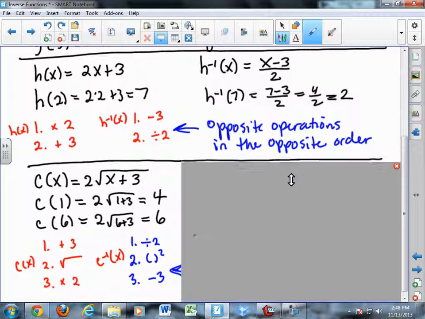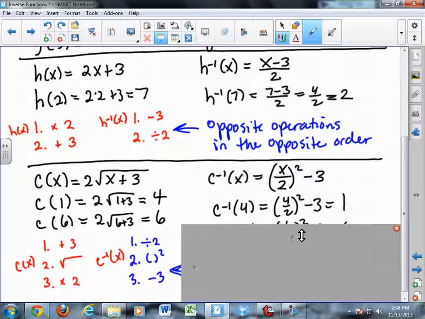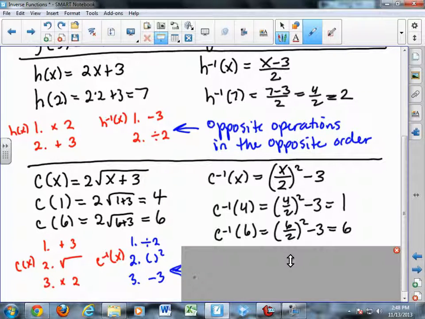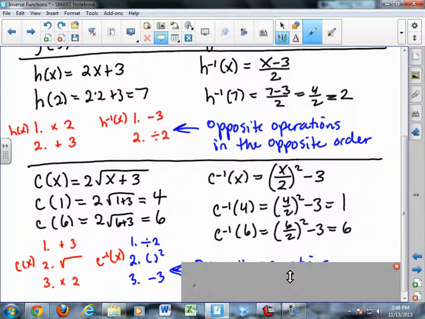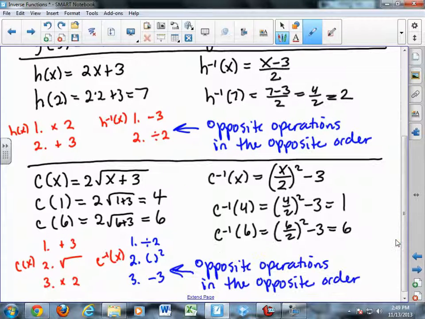So it looks like this. c inverse of x is x over 2 squared minus 3. If I plug in 4 into the function, I get 1. If I plug in 6, I get 6. So I've checked. Once again, we're talking about the opposite operations in the opposite order.